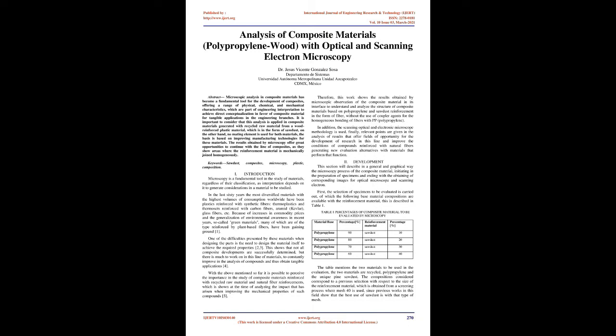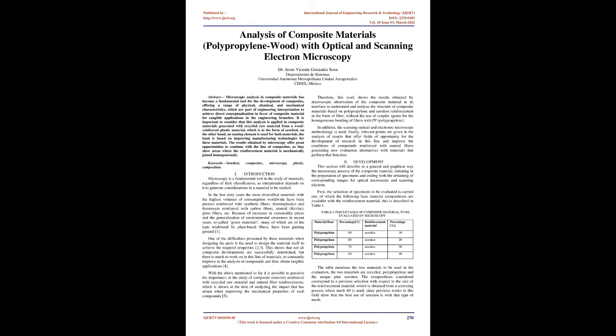It is important to consider that this analysis is applied in composite materials generated with recycled raw material from a wood-reinforced plastic material, which is in the form of sawdust. On the other hand, no coupling element is used for both materials. The basis is improving manufacturing technologies for these materials.